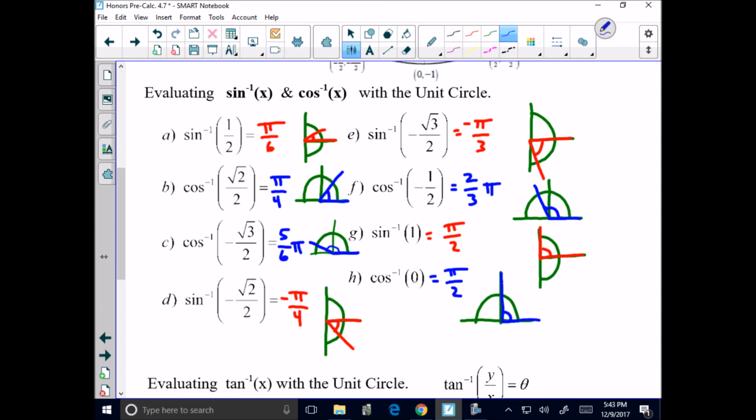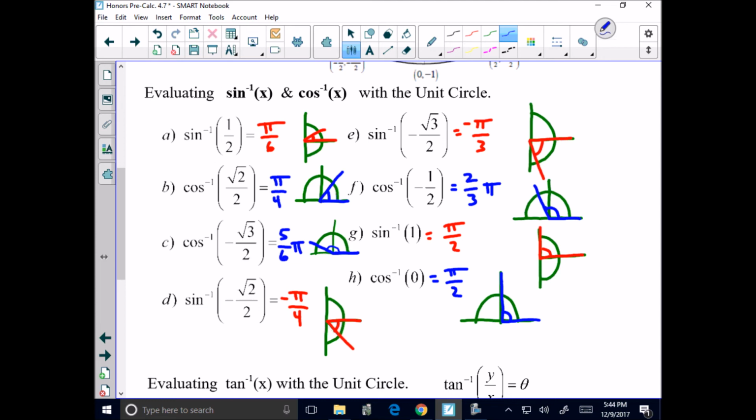Inverse sine of negative square root of 3 over 2 is going to be a rotation down again on the right side of the unit circle to negative pi over 3. That's the amount of rotation we would need to generate that vertical change there. When we're looking at inverse cosine of negative 1/2, that's going to be, again, a rotation that takes us into the second quadrant. And right here we can say that the amount of rotation we would need to generate that negative 1/2 as an x value would be 2/3 pi.